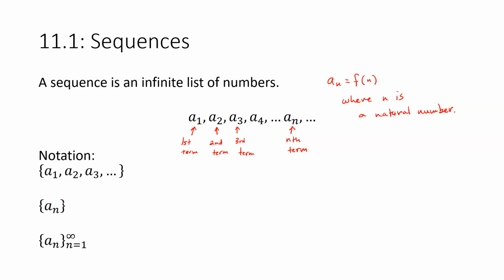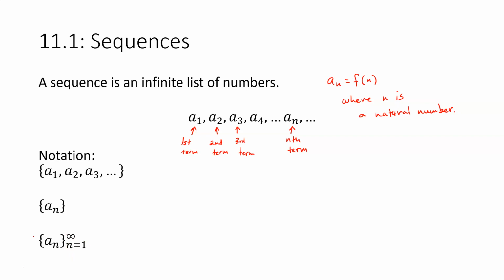When I put curly braces around some expression involving n, we assume that that expression tells us the nth term of our sequence. So we'll also see this notation, curly braces around an. And then sometimes we might need to indicate where the sequence begins and where the sequence ends. So for instance, if I say an with n equals 1 to infinity, that means it starts with n equal to 1 and goes forever. So you may need to define it differently depending on how you're defining your sequence. You may indicate that it starts with some other index other than n equals 1.